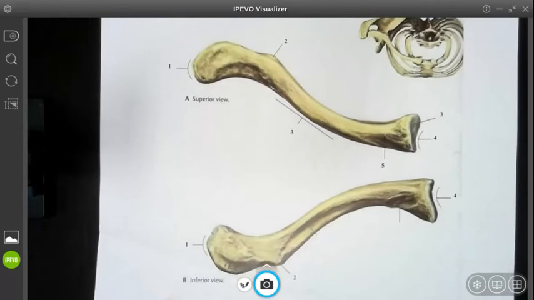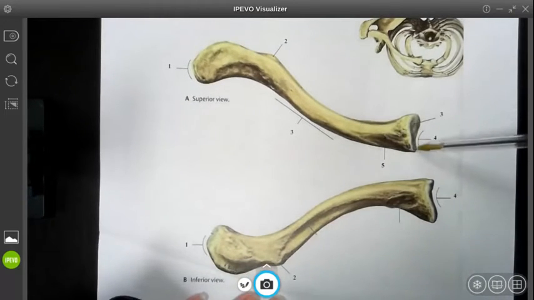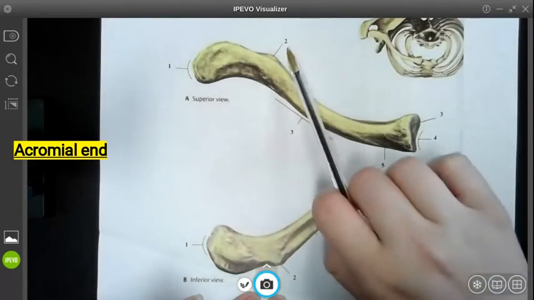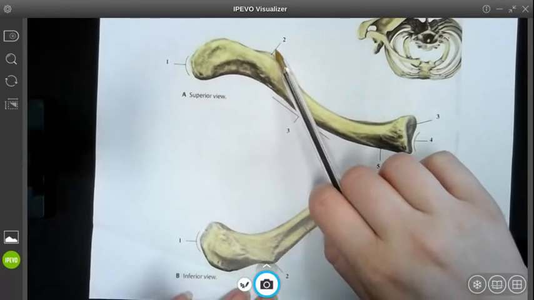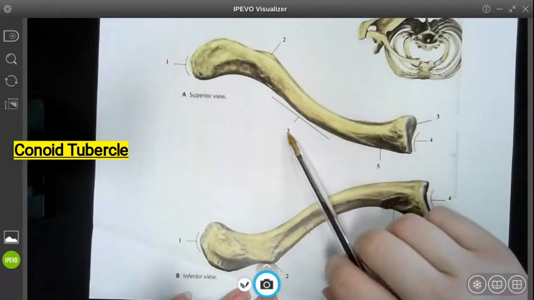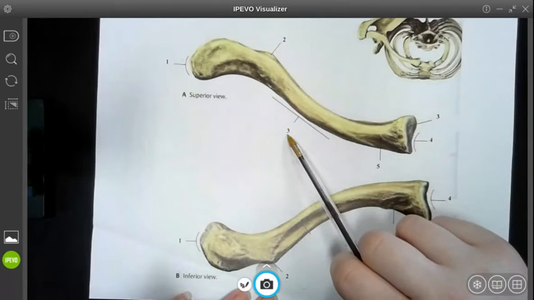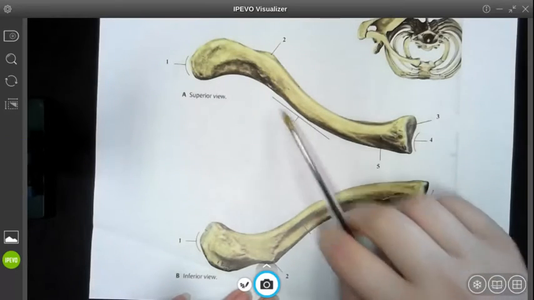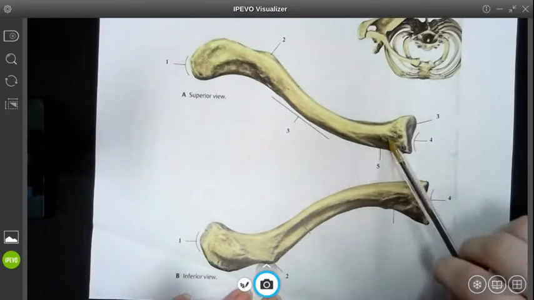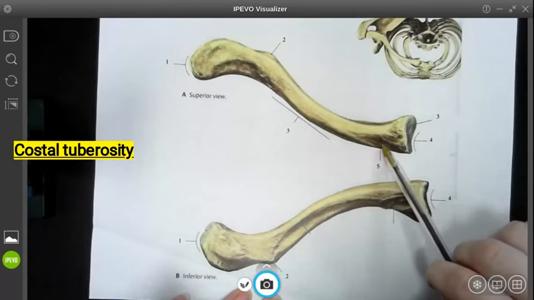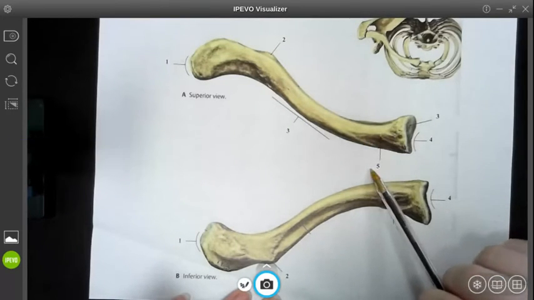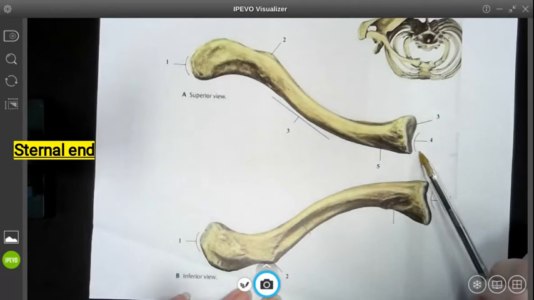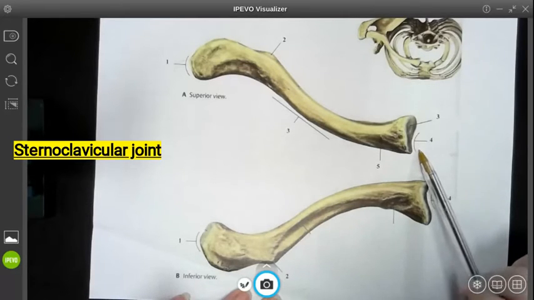Let's go over the pictures here. This is the flat side, and this is the rounder side. So I know this is the acromial end. Right here is a little knob that I showed you, the conoid tubercle. This is actually labeled number 6 on your bone book itself. I changed the number because I accidentally had 2 3s. Number 6 is the shaft. Number 5, this is that rough surface, which is the tuberosity. In this case, it's the costal tuberosity. Number 3 is the flat end or the sternal end of the clavicle. And 4 is going to be that sternoclavicular joint.